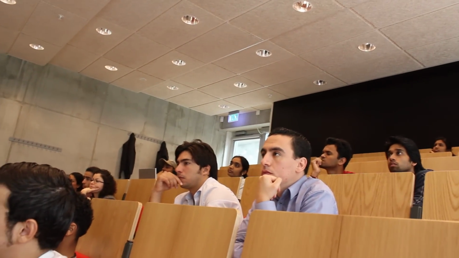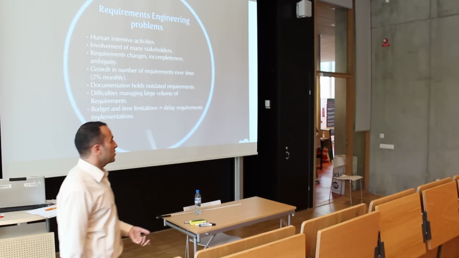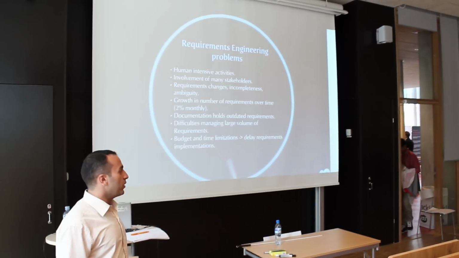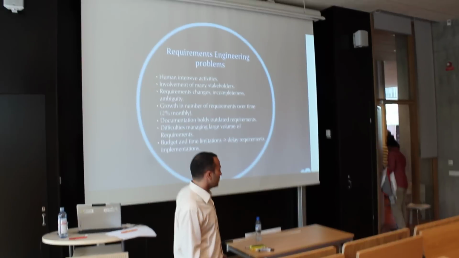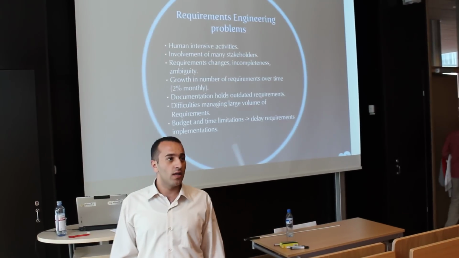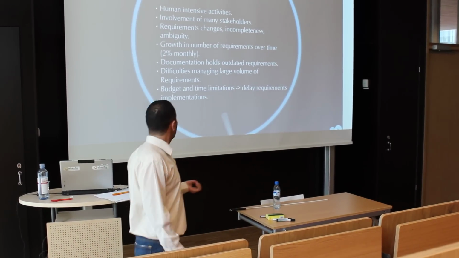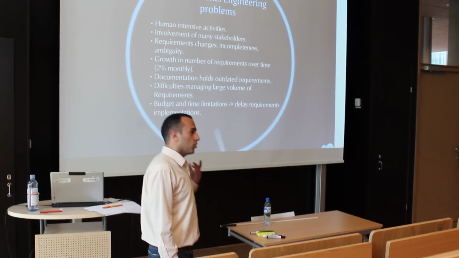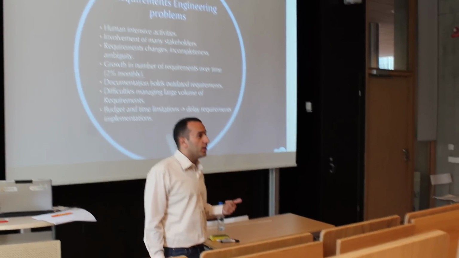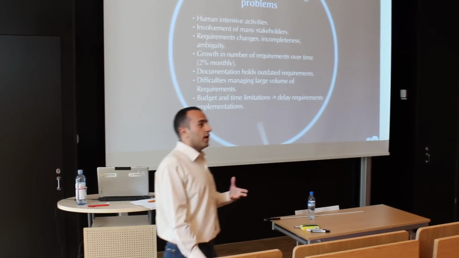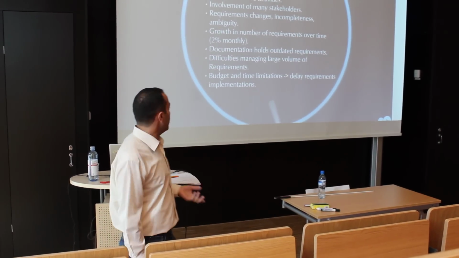Now, requirement engineering in general suffers from several problems, very common problems as well in software engineering. One of which is that it is a human-intensive activity, where the human is involved to write, elicit, analyze all the requirements. The second one, we have several stakeholders. We have many stakeholders asking for requirements, and we have lots of conflicts in their interests. Also, we have problems in requirements, like requirements keep changing, requirements are incomplete, requirements are ambiguous because we have several stakeholders. People can express things differently. That makes requirements really ambiguous.